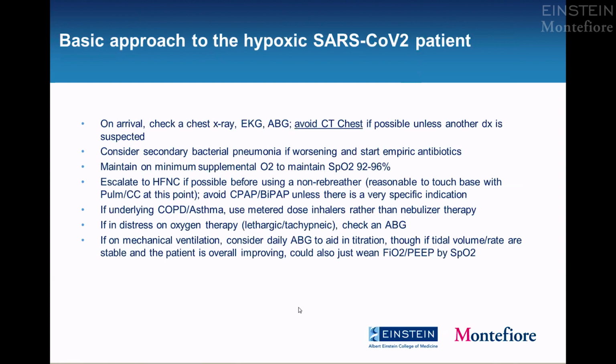So, basic approach, I'm just going to wrap up here. Basic approach to the hypoxic COVID-19 patient. Here are the things that I would think about when you get a patient triaged to the floor. Make sure that they've had a chest x-ray, EKG, ABG, just for basic workup for hypoxia in general. Patients with COVID-19 and those without can have other issues going on, and you want to make sure you're not missing some other etiologies for hypoxia.